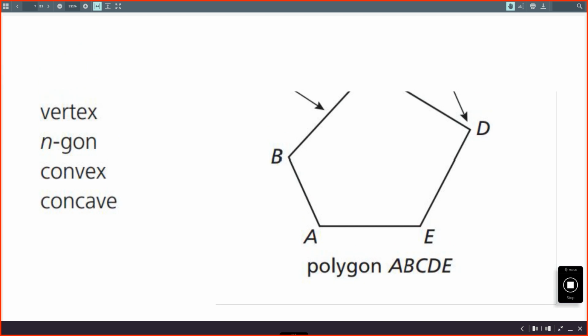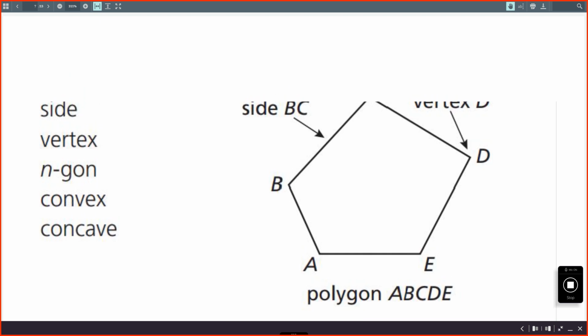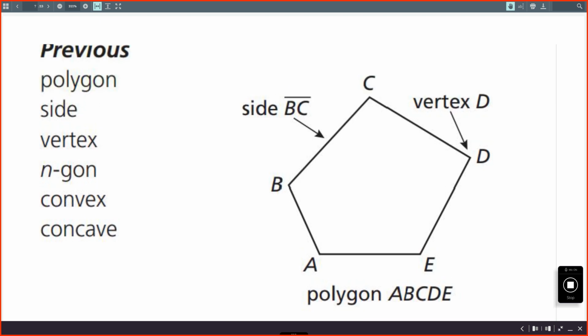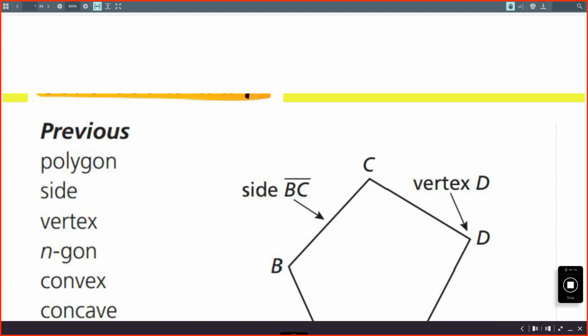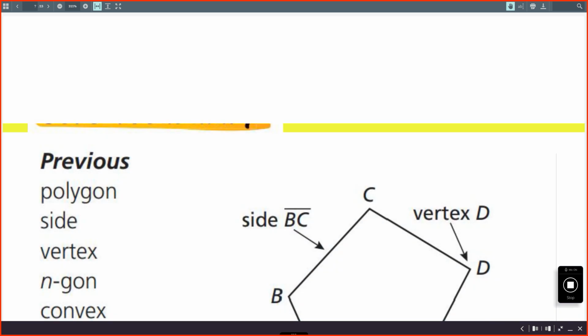All right, so let's review first. What do we have here? I'm pretty sure, is it showing on your computer? Yeah, okay, there you go. It's just loading. It's a little bit slow. Okay. All right, so what do we have here? We have here an example of a polygon, which we talked about previously.